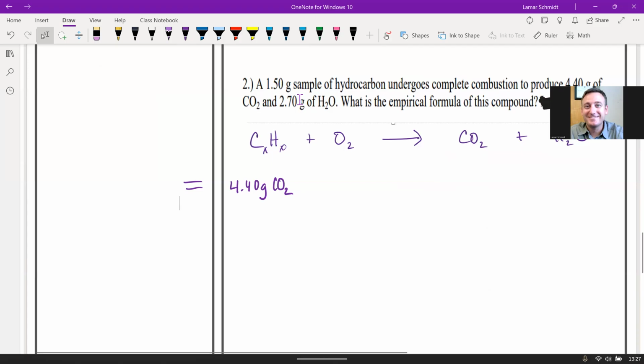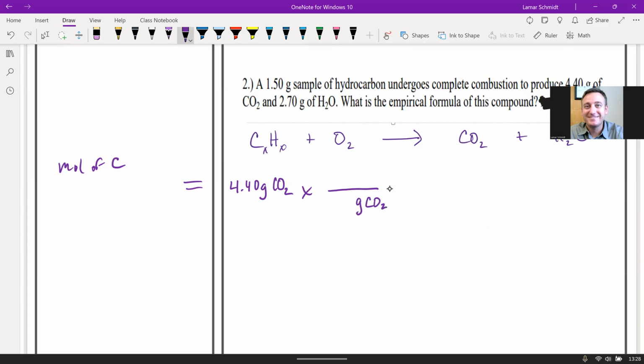Does water have carbon in it? You're not going to find any carbon there. So that would not be a good substance to determine the number of moles of carbon. So we want to find the moles of what? Carbon. Why is carbon dioxide a good substance to use for that? Because it has carbon. So now we're going to have to convert carbon dioxide to what?